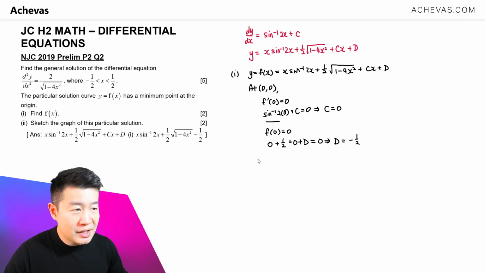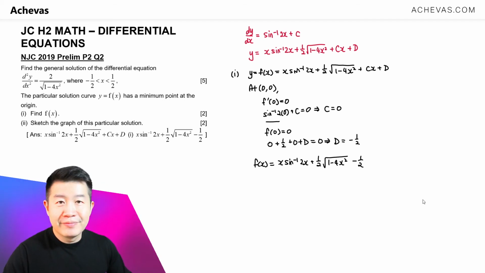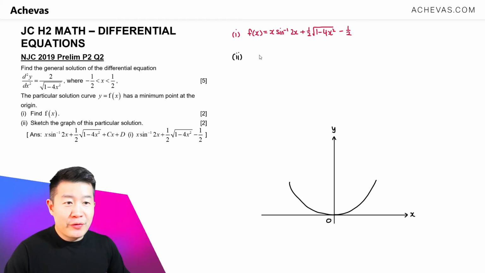And now we have our particular solution for f(x). So f(x) is going to be equal to x sine inverse 2x plus half square root of 1 minus 4x squared, basically I'm just copying this. c is 0, so that term disappears, and d is minus half. So minus half.